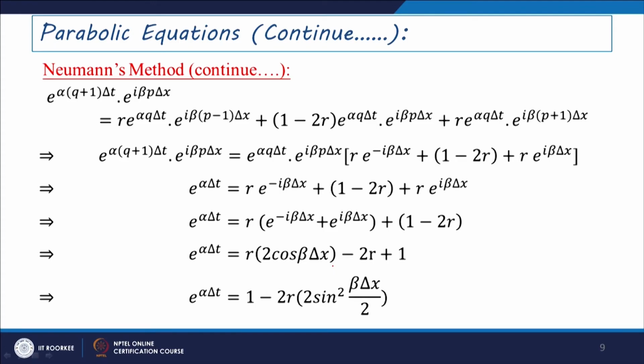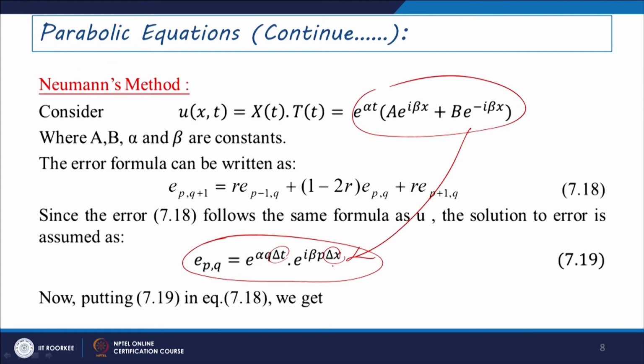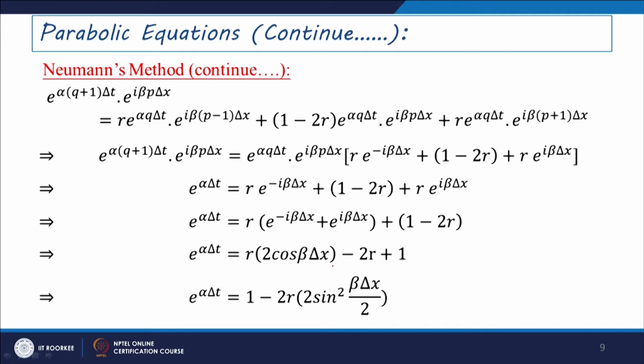Similarly, it can be extended to the rest of the terms. The first term, if you see here, is (p-1, q), then (p, q), then (p+1, q). This is written in this form: r e^(αq Δt) into e^(iβ(p-1)Δx) plus (1 - 2r) e^(αq Δt) times e^(iβpΔx) plus r e^(αq Δt) times e^(iβ(p+1)Δx).